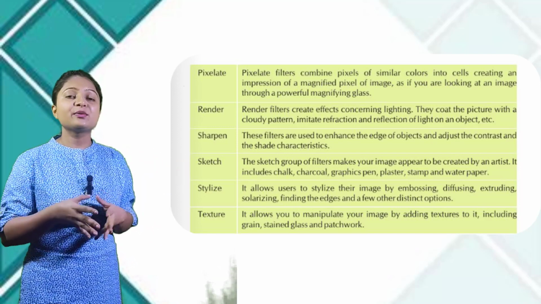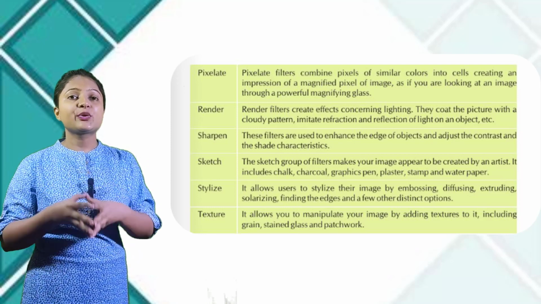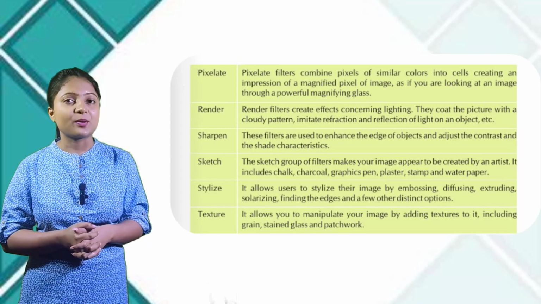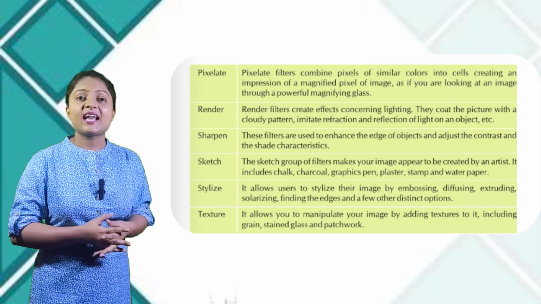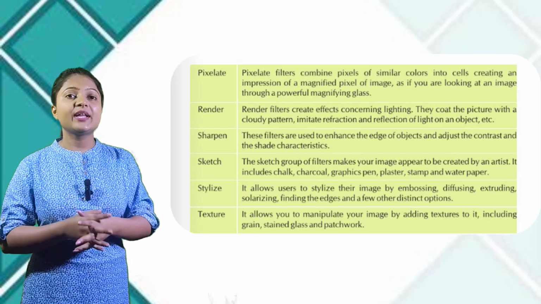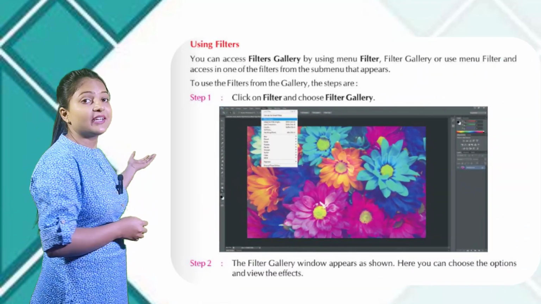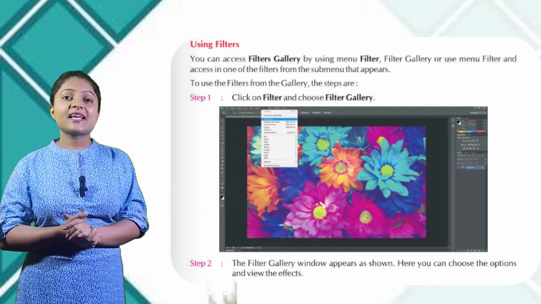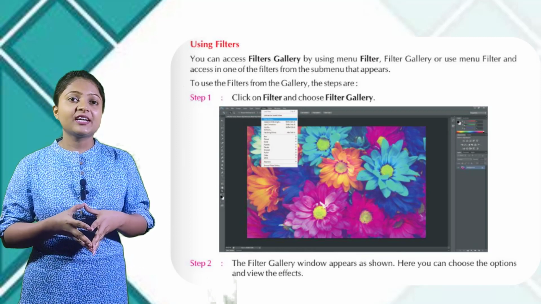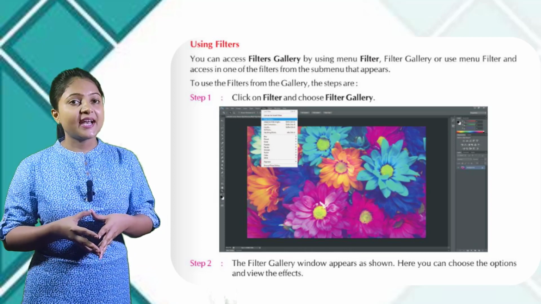Stylize. It allows users to stylize their image by embossing, diffusing, extruding, solarizing, finding the edges, and a few other distinct options. Texture. It allows you to manipulate your image by adding textures to it, including grain, stained glass, and patchwork. Using filters. You can access Filter Gallery by using Menu Filter, Filter Gallery, or use Menu Filter and access one of the filters from the submenu that appears.